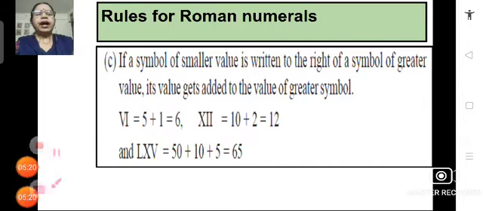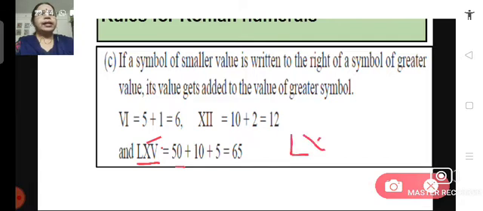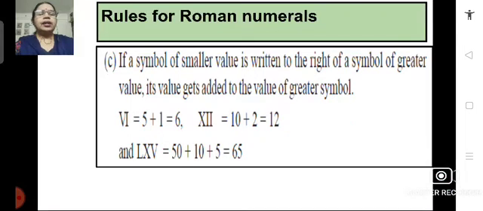Similarly, if we have LXV, the value of L is 50, the value of X is 10 and the value of V is 5. So X and V come to the right of L. So LXV means 50 plus 10 plus 5, that means 65. So LXV is equal to 50 plus 10 plus 5.